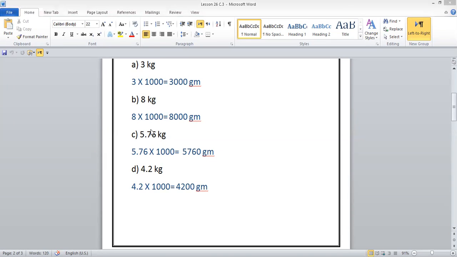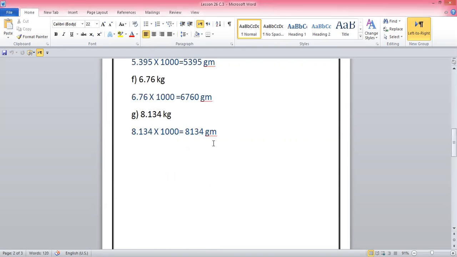One time you will move, it will become 57.6. Two times you will move, it will become 576. And 3 times you will move, so you will add 0 and it will become 5760 gram. This is how you learn the conversion from kilogram to gram.